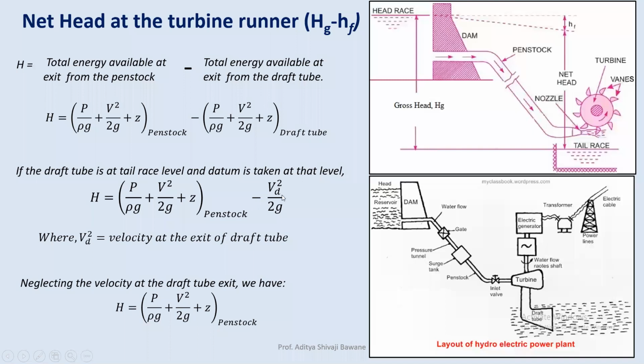Now, if we neglect this draft tube exit velocity, since it is quite small, and we are designing in such a way that its whole kinetic energy is utilized, then the net head will be P by rho g plus V square by 2g plus Z.